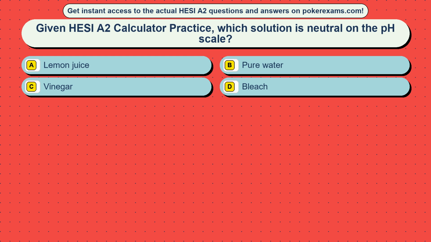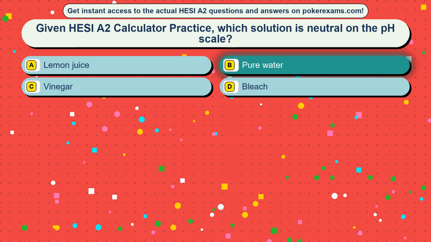Question 28. Given HESI A2 Calculator Practice, which solution is neutral on the pH scale? Option A, lemon juice. Option B, pure water. Option C, vinegar. Option D, bleach. The correct answer is option B, pure water.